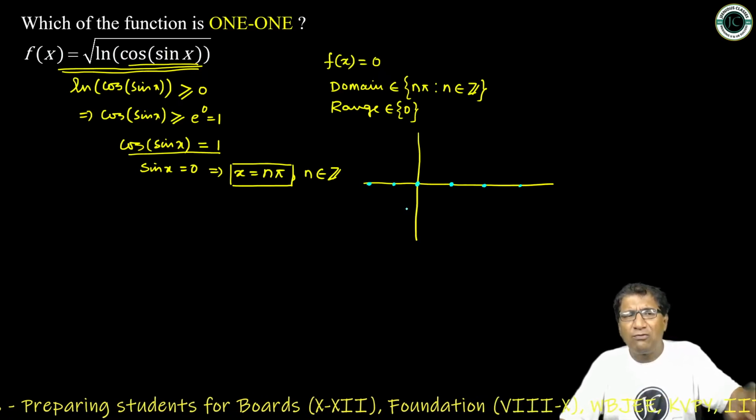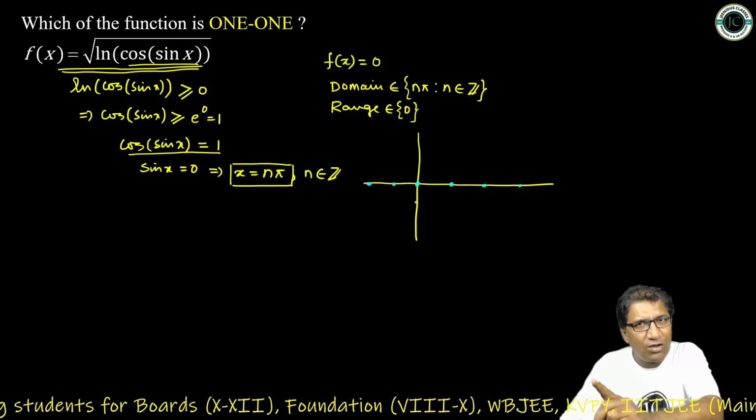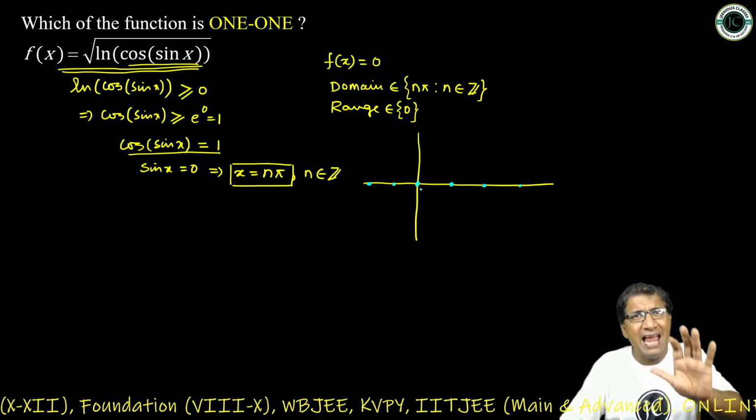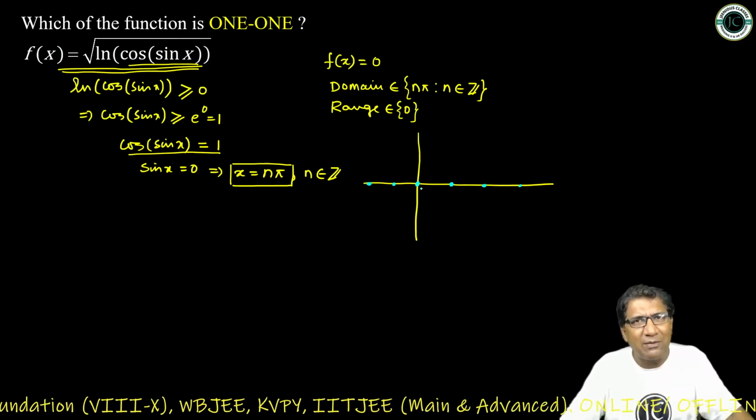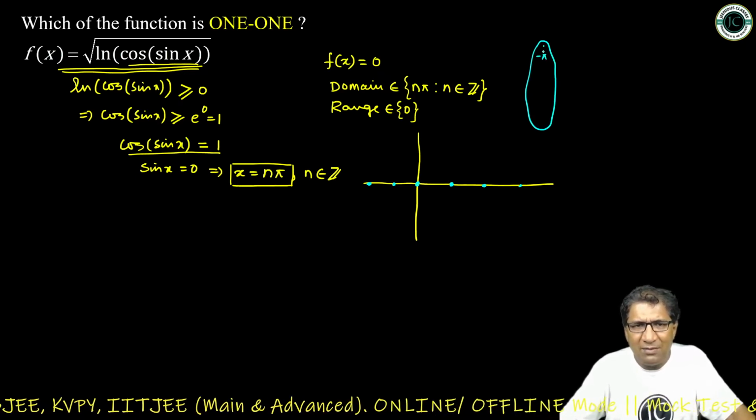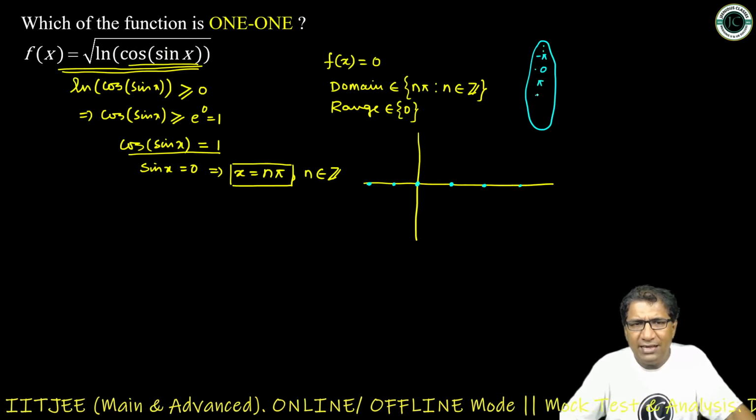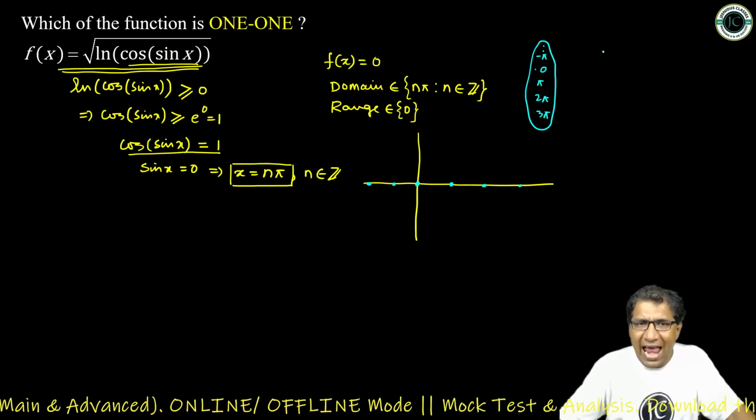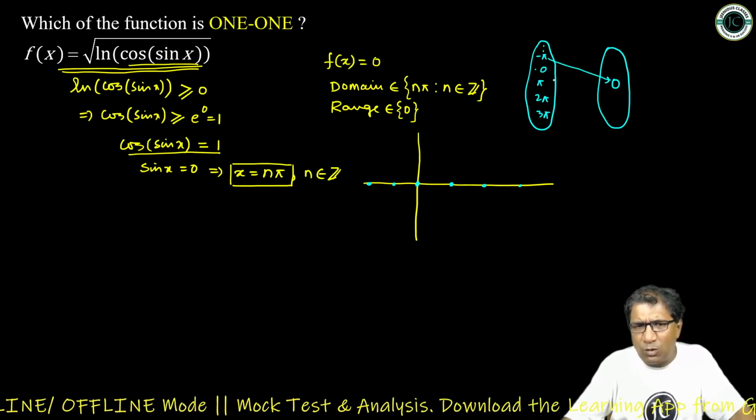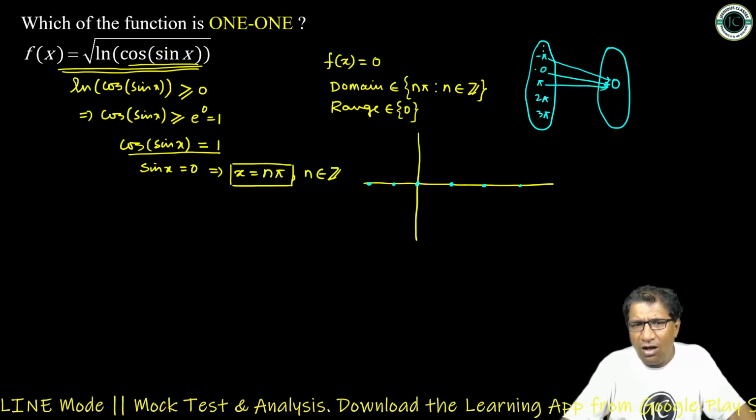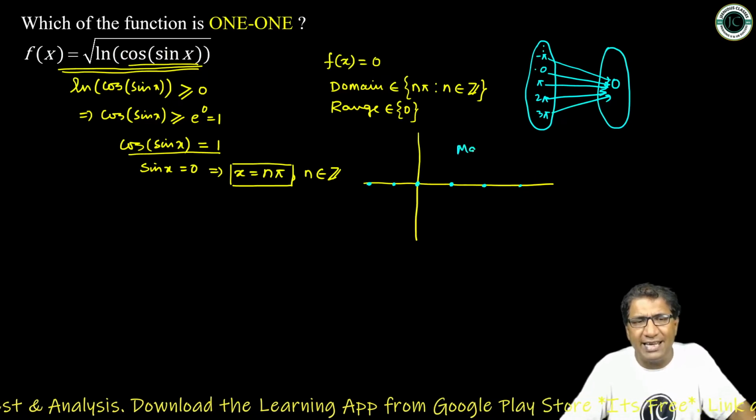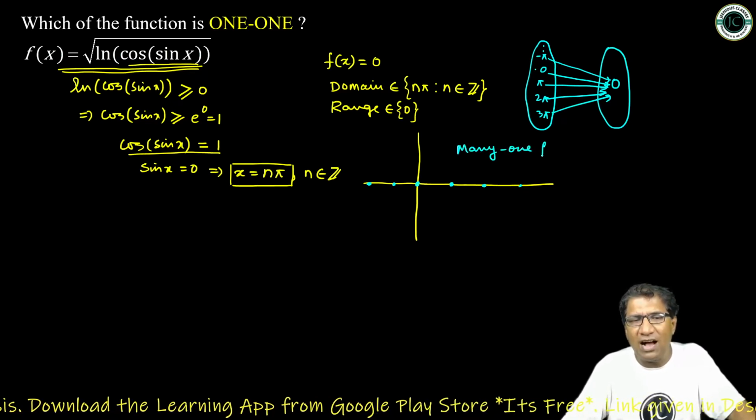Look children, here for one y, the y is 0. For that value 0, it is mapped with an infinite number of values in set A. Yes or no? Because your set A now consists of minus pi, 0, pi, 2 pi, 3 pi, and so on, and the range is only 0. And all these elements are mapped with 0, isn't it so? All the elements are mapped with 0. It means what? It means that this function is a many one function, right?